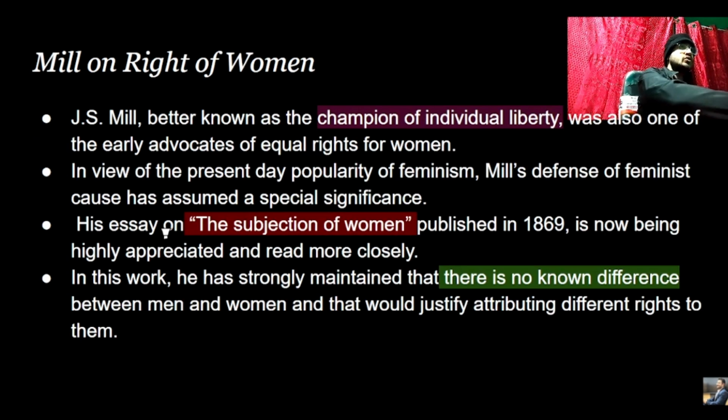All right, so let's start with today's topic, that is Mill on rights of women. Very important.